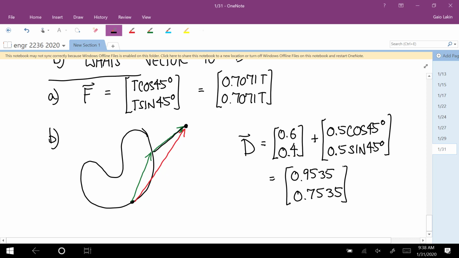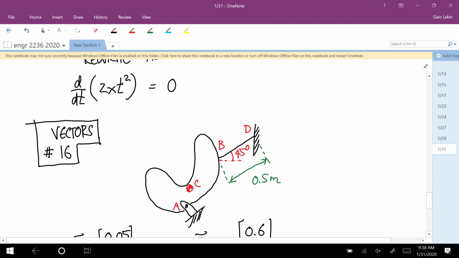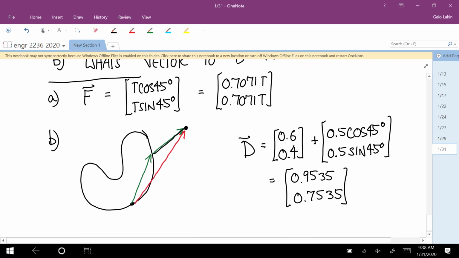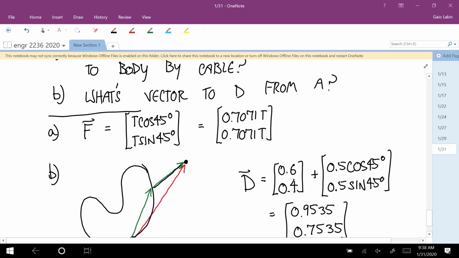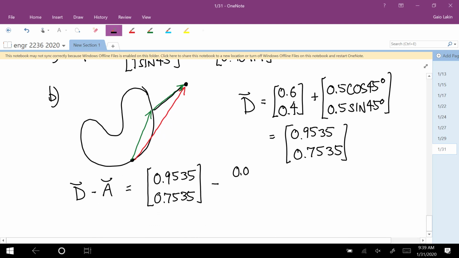And so the red vector, the vector we want, is D minus A. So that's 0.9535, 0.7535, minus 0.05, negative 0.2. And so that's 0.9035, 0.9535.